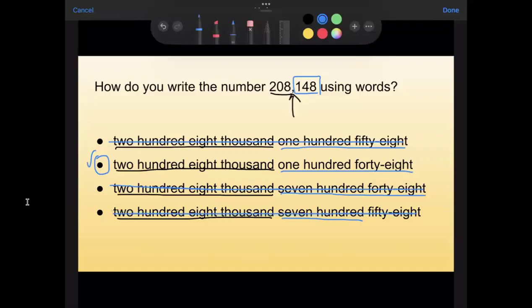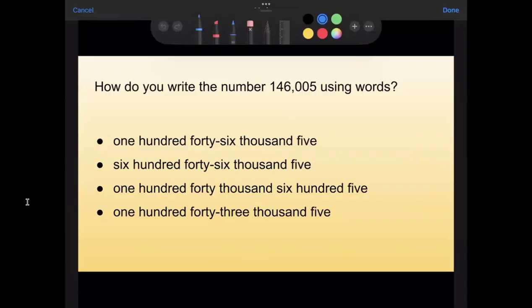So the second choice is the word form of 208,148. Okay, here's our next one. How do you write the number 146,005 using words?